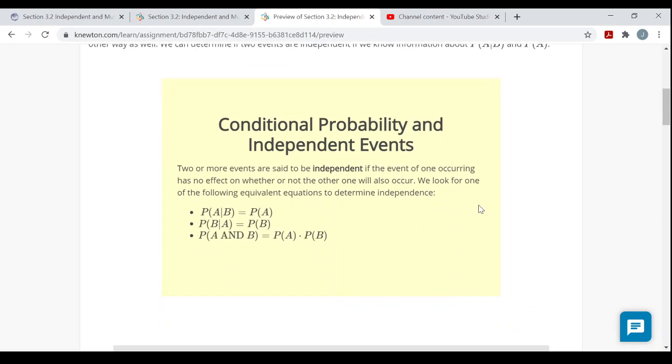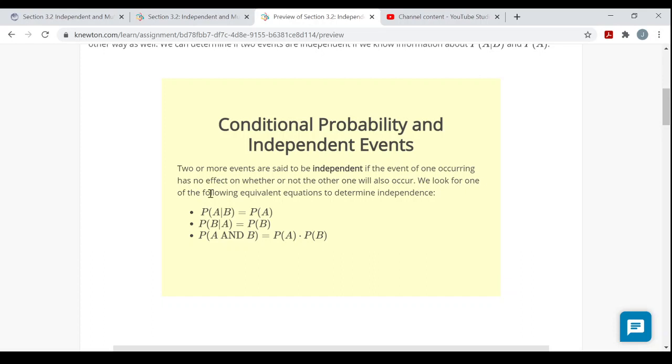Right, so here it is. How do we tell? I've already stated this now. The first two I've stated. So two or more events are said to be independent if the event of one occurring has no effect on whether or not the other one will also occur. It doesn't change the other one's probability.